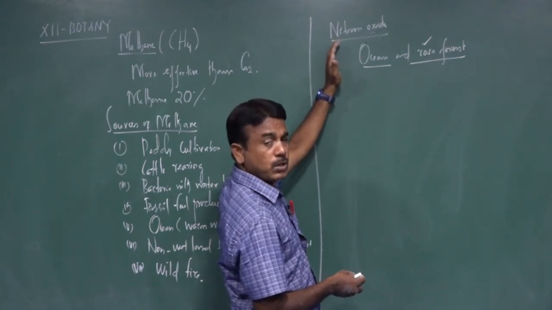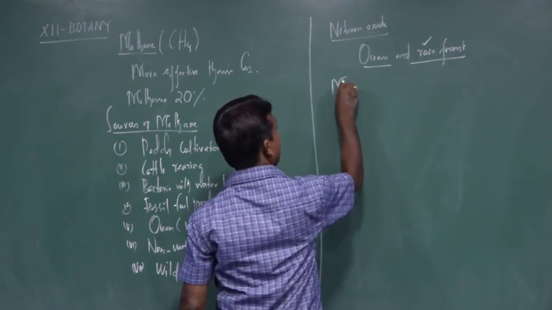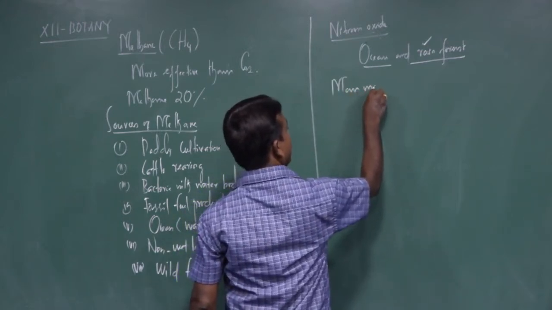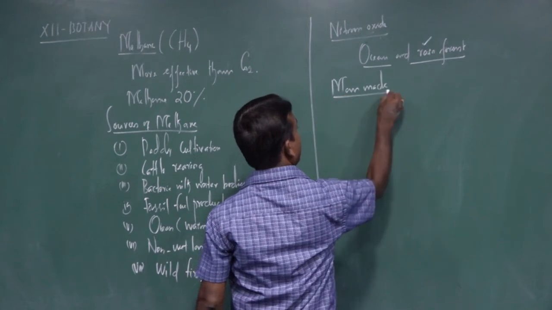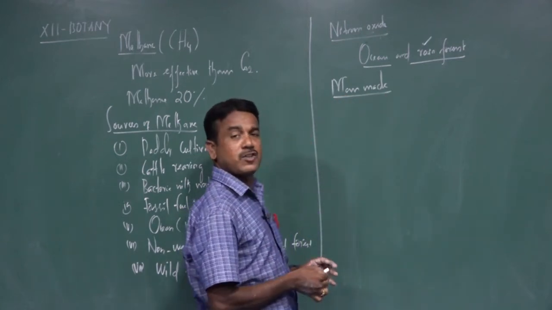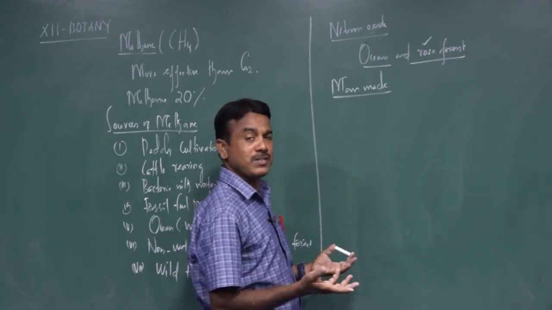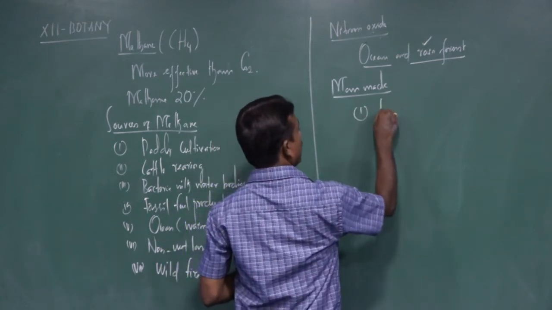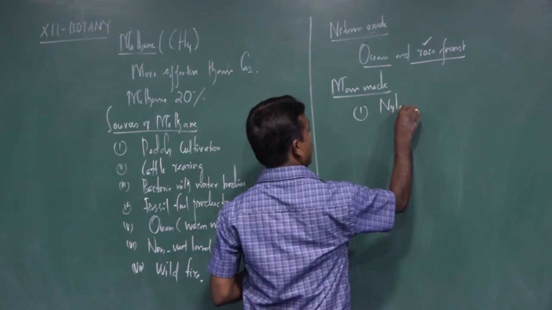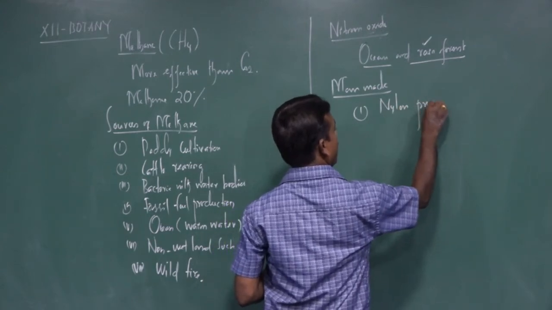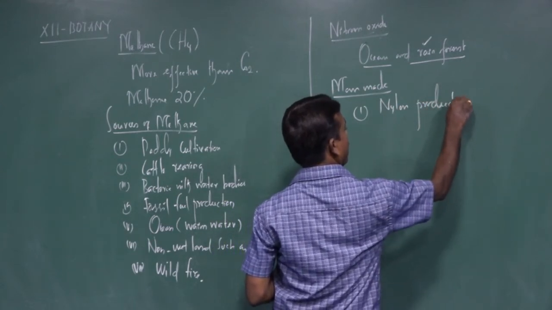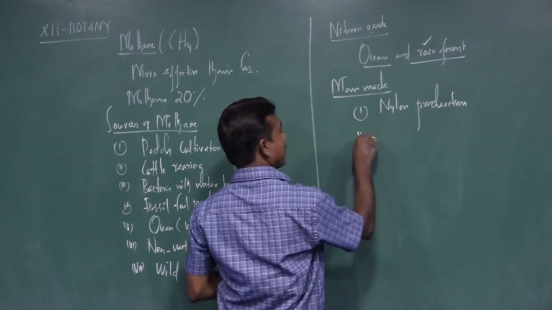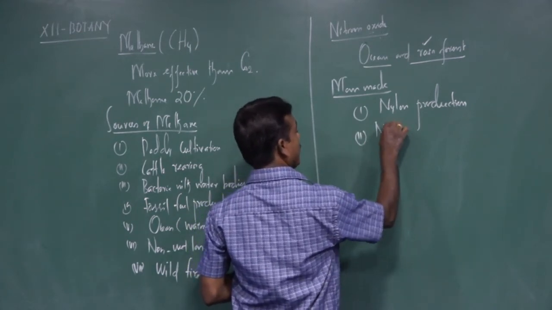How can it be produced by man-made means? How is nitrous oxide produced artificially? The first one is through nylon production. Second thing, nitric acid production.